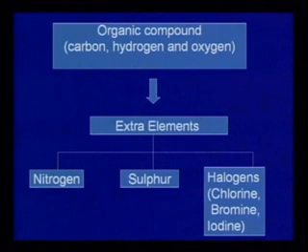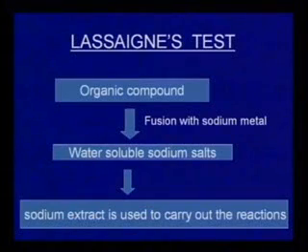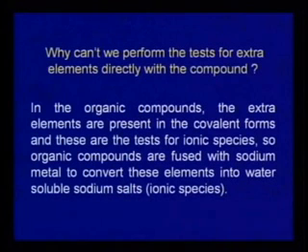But besides that, other elements may also be present. For example, nitrogen, sulfur, halogens, that is chlorine, bromine and iodine. So these are the extra elements which can be present in the organic compound. Now to detect these extra elements, we have to prepare the LASSAIGNE'S extract, and the test is called LASSAIGNE'S test. In that we fuse the organic compound with sodium metal so that the elements get converted into water soluble sodium salts, which are then used to carry out the reactions.